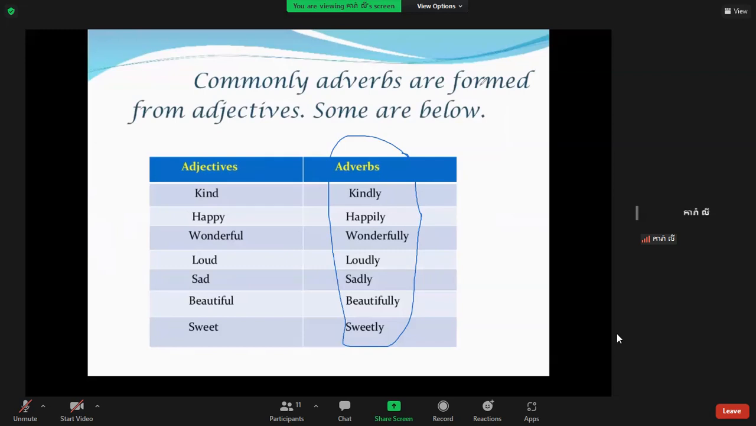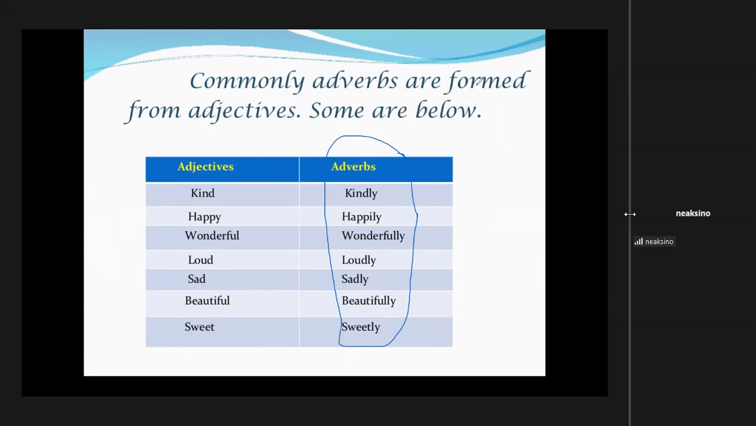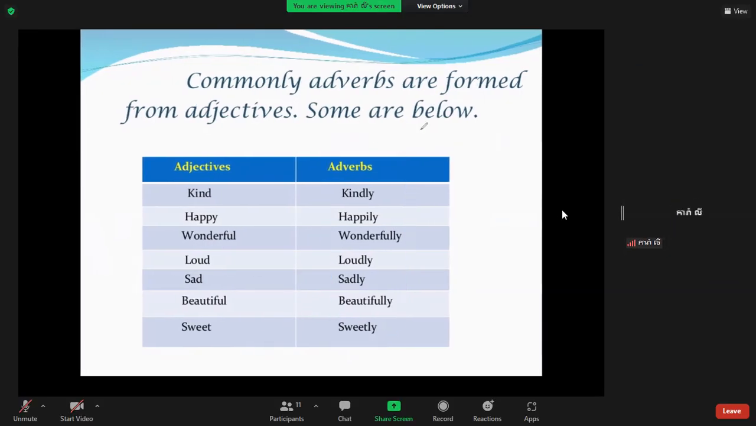Hello, hello, anyone there? Yes, I read. Thank you. Kindly, happily, wonderfully, loudly, sadly, beautifully, sweetly. Excellent job. What do we notice about these adverbs?